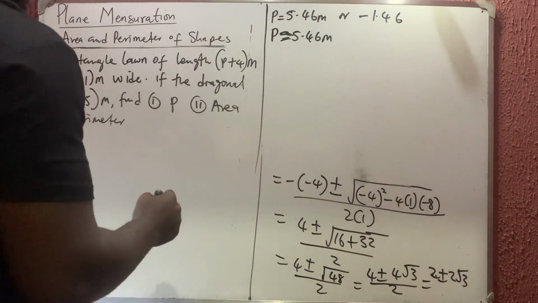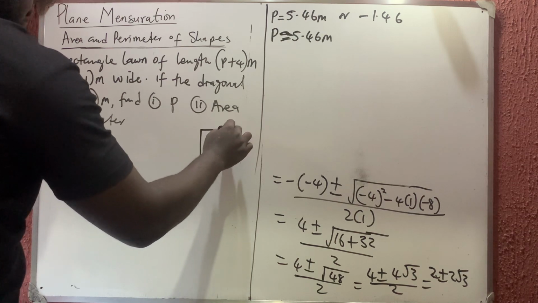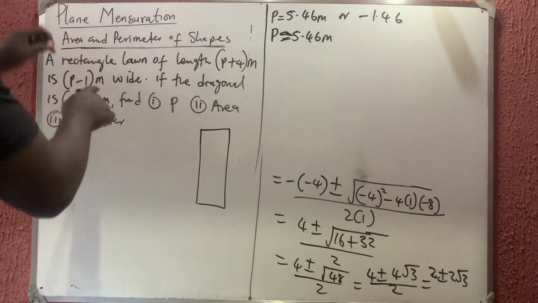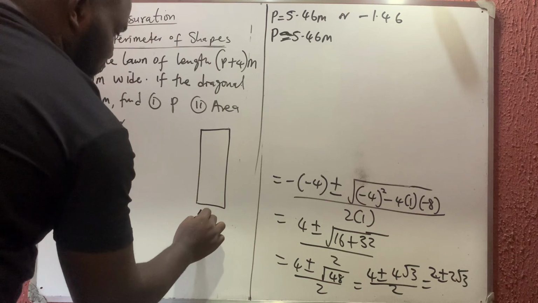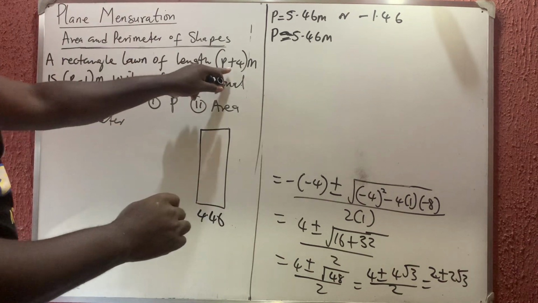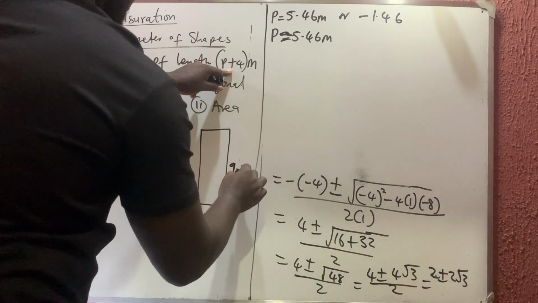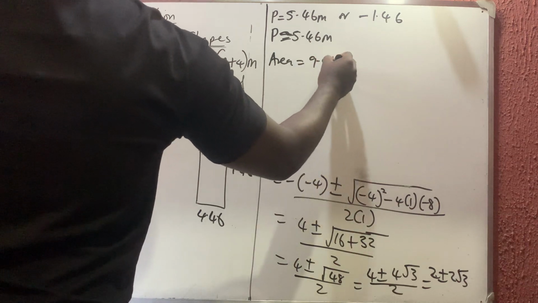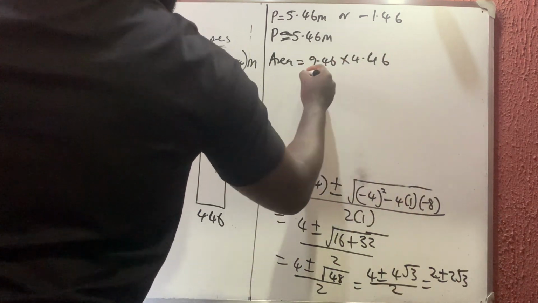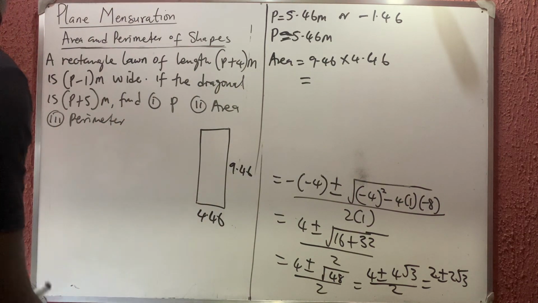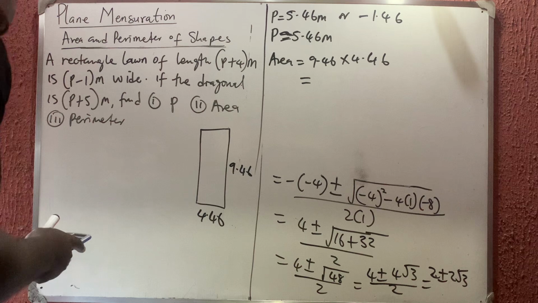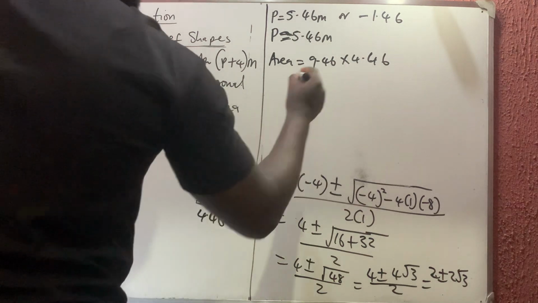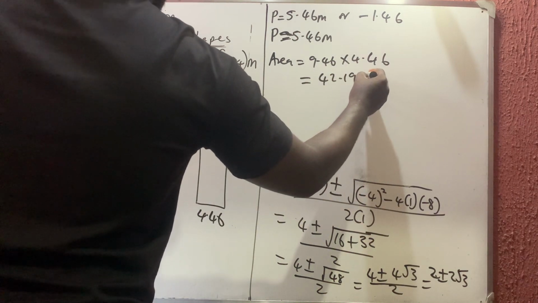If you remember the diagram again, here the breadth is p minus 1. So if you subtract 1 from here, you're going to have that here is 4.46. If you add 4 to this, you're going to have 9.46. So we'll now have that the area is simply 9.46 times 4.46. If you do that, you are going to have that the area is 42.19 in what, cm square.